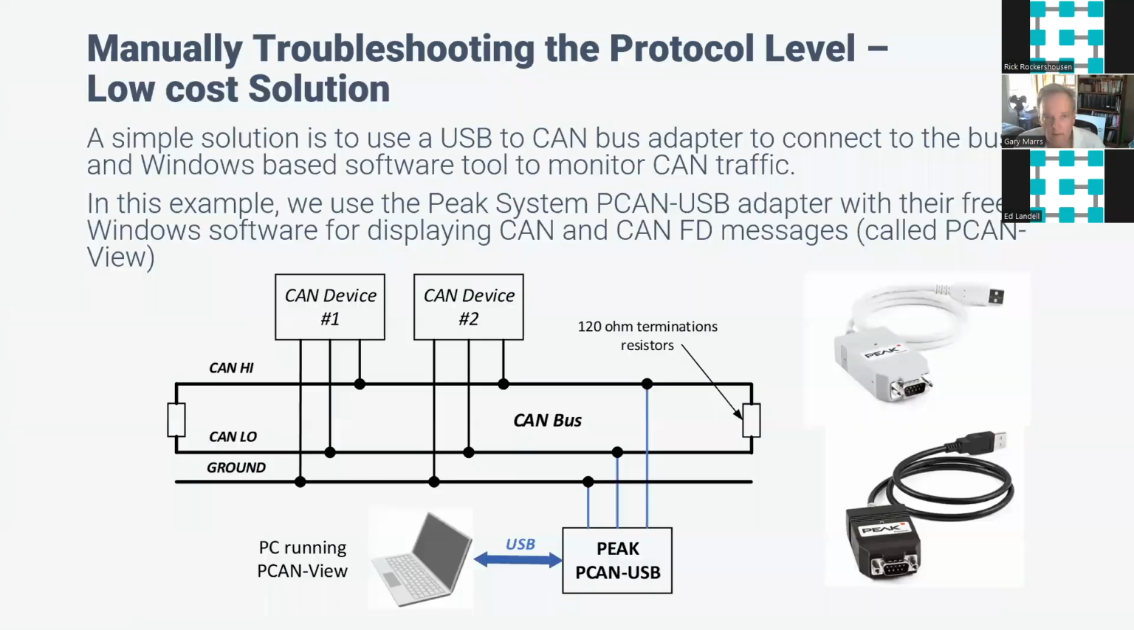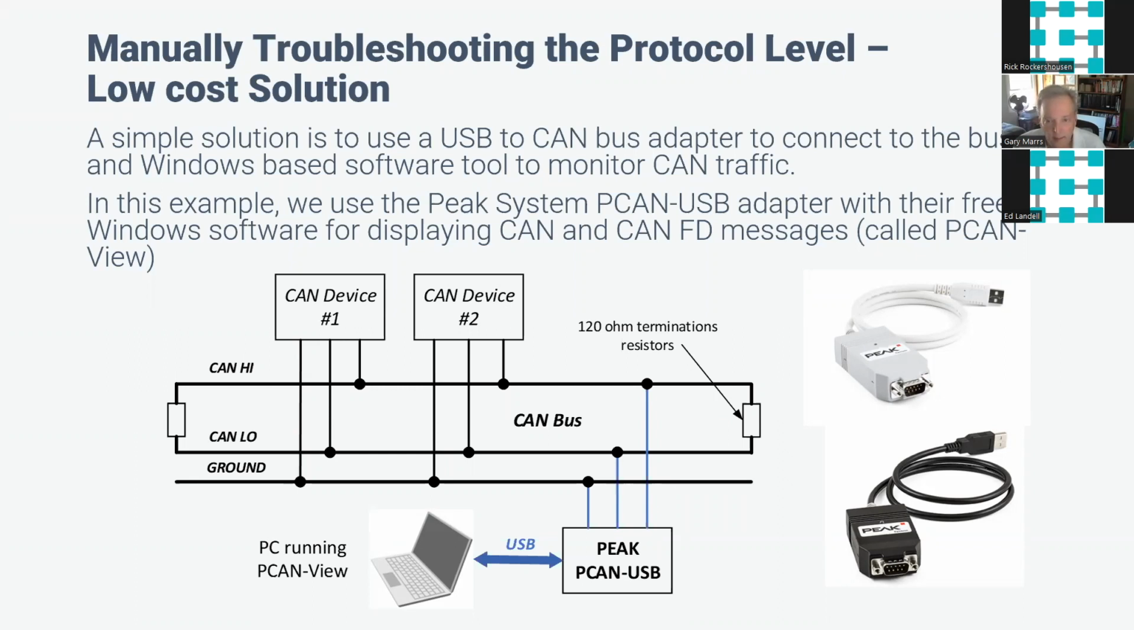Okay, now we're going to talk a little bit about troubleshooting the CAN network at the protocol layer. So here's a low-cost troubleshooting tool for analyzing higher level protocols. It can provide a basic troubleshooting of CAN using a free tool called Pecan View, and it uses a PEEK USB to CAN adapter.